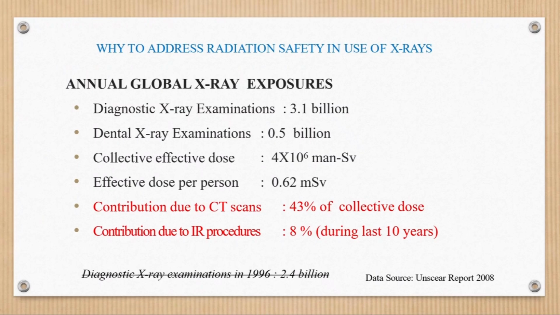So what is the annual global X-ray exposure? All over the world, diagnostic examinations are around 3.1 billion, dental X-rays 0.5 billion, and the collective effective dose is 4 x 10^6 man-sievert. So the effective dose per person is 0.62 millisievert. The contribution due to CT scans is highest, almost 43% of the collective dose. The contribution of interventional radiology is 8%.